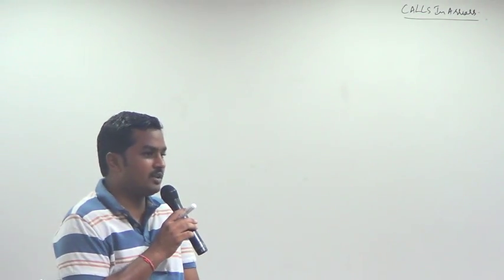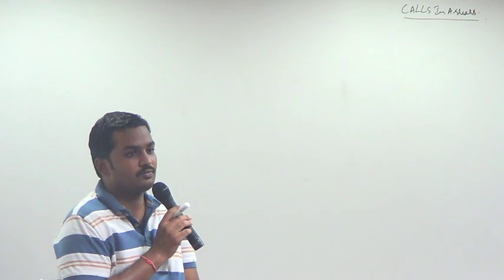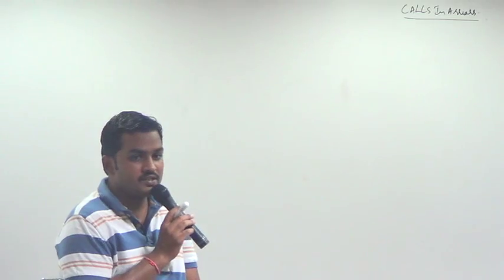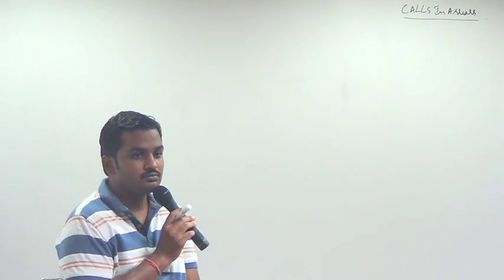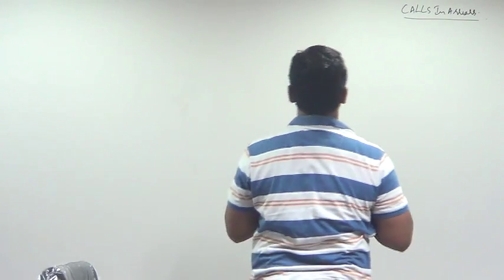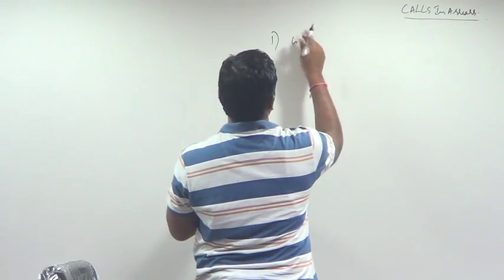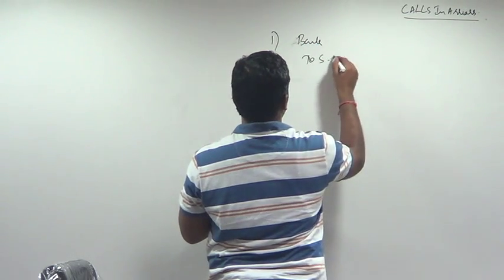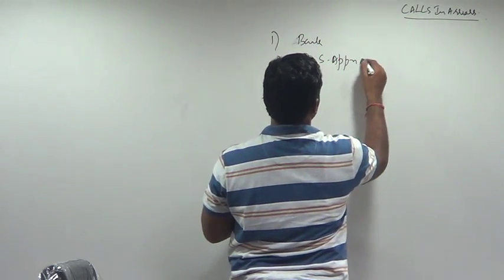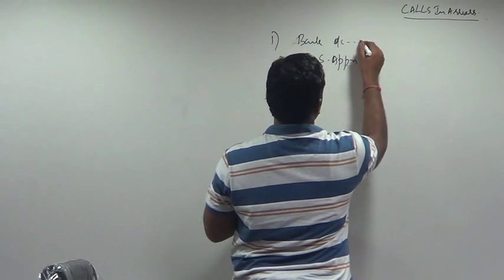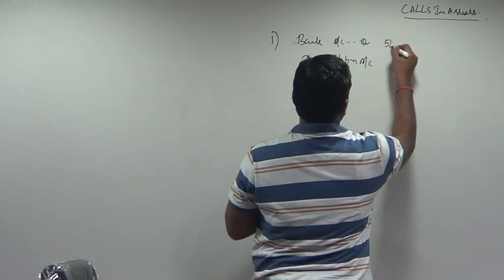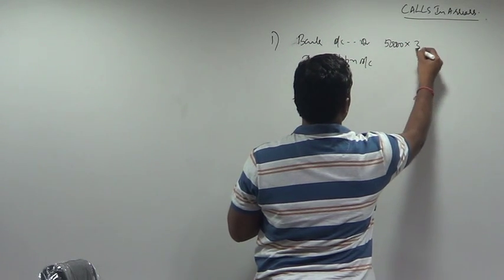Accounting in the books of G Limited. Write down. When application money is received, what is the entry? Bank account debtor to share application account. How much? 50,000 shares into 3 rupees.